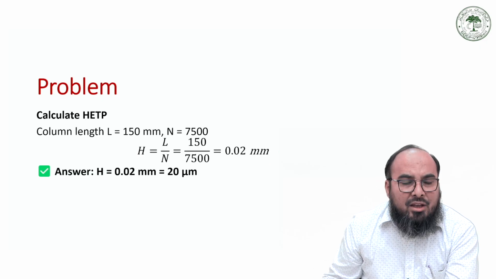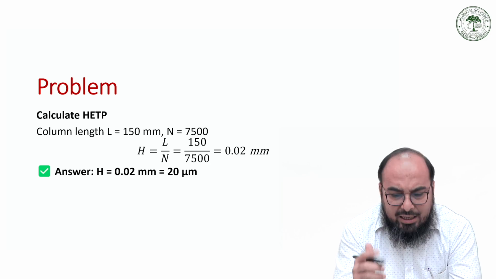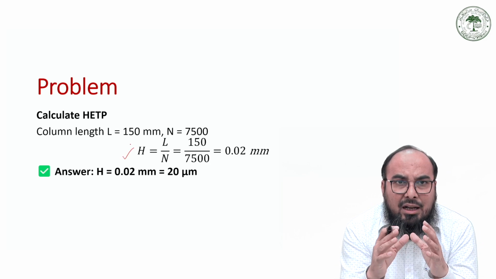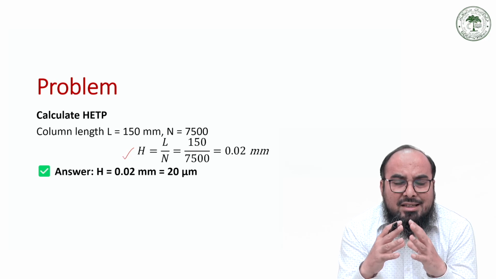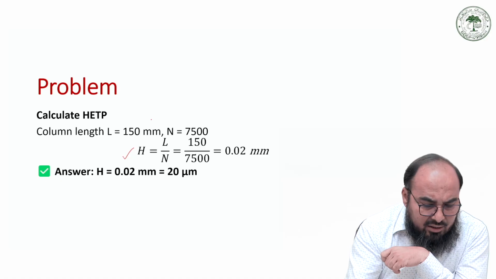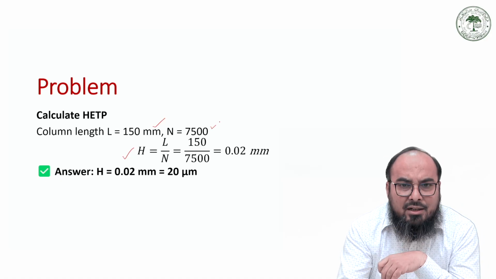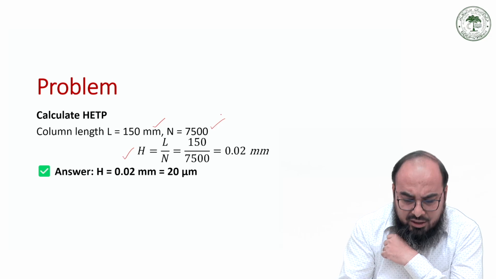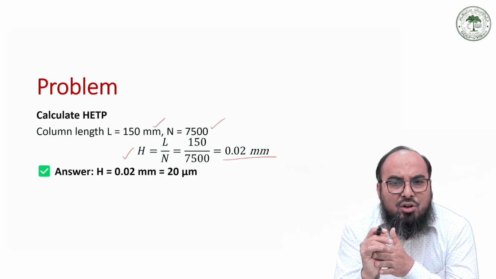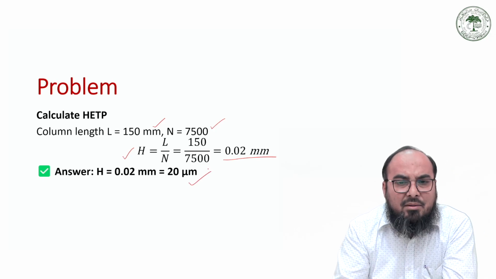Okay. Let us calculate HETP, again, that is height equivalent to theoretical plate. For example, HETP can be defined by a simple formula: length of the column, which is the filled column, upon the number of theoretical plates. Here length is 150 millimeter and number of theoretical plates is 7500. You just substitute it, you will get a value of 0.02 millimeter. So 0.02 millimeter, you convert it into micrometer, it is 20 micrometer.